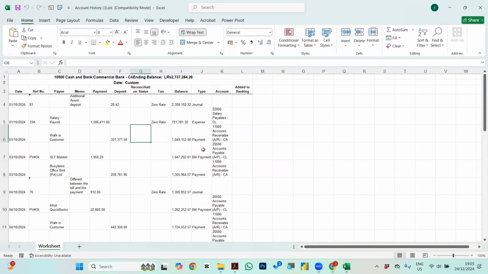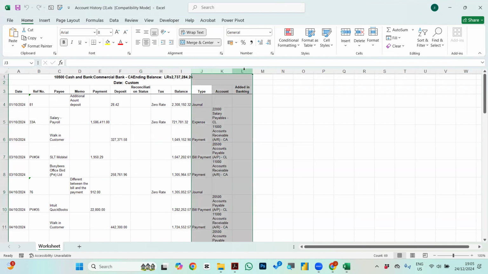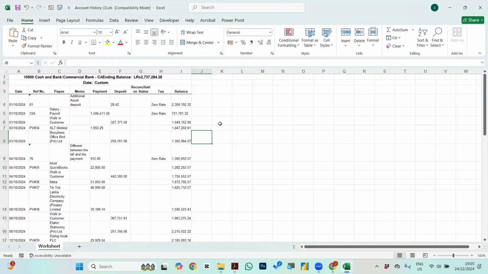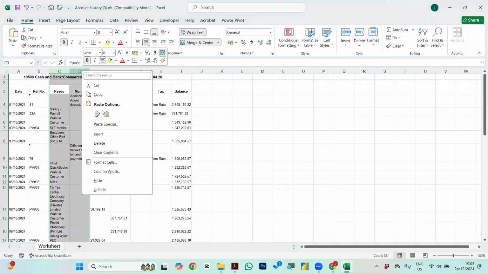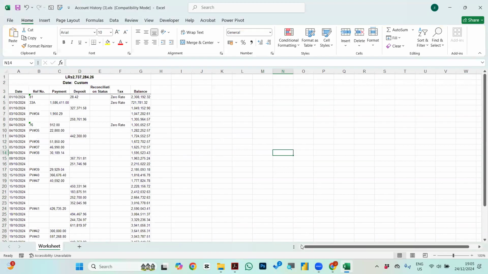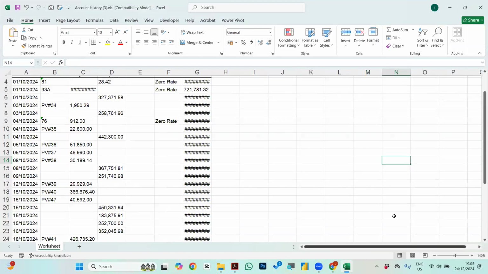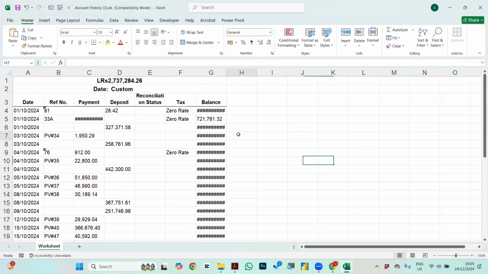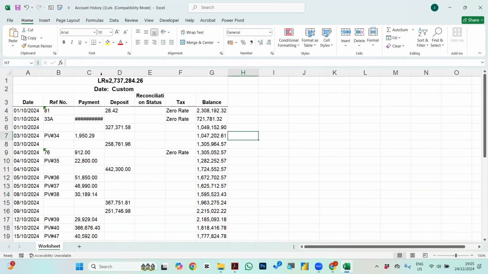It's a little bit messy when you download, so I'm going to remove the areas that are not needed. I'm going to delete these parts. I also don't want these details, so I'm going to delete them. Just to make it simple, I'm going to increase the size so that everybody can read it here.